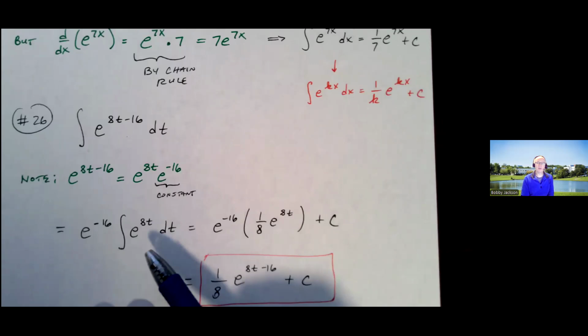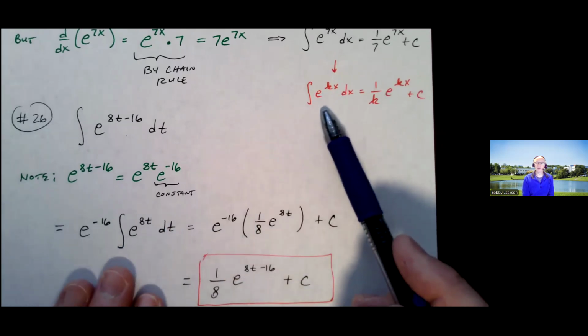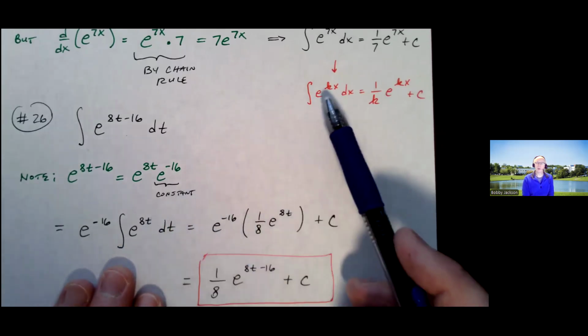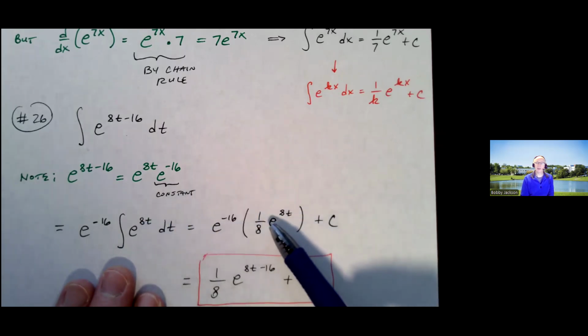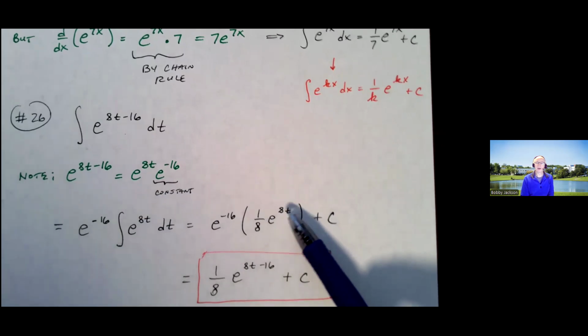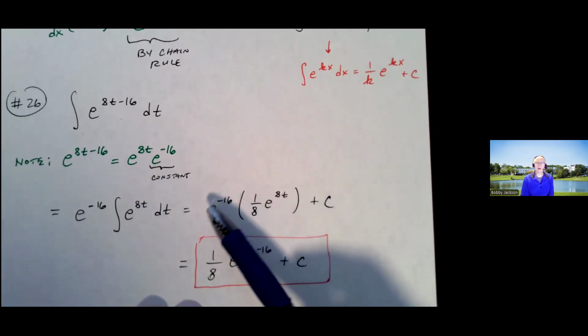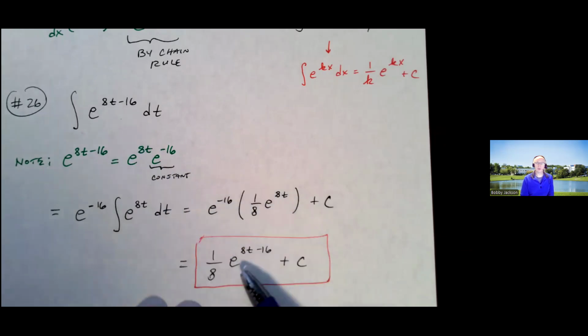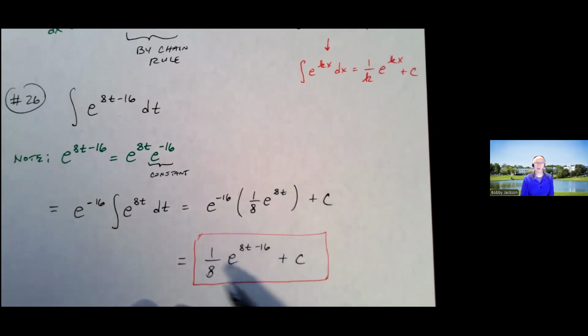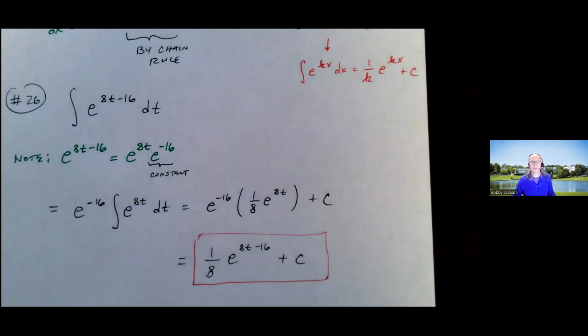And now I have e to the 8t, which I can use this rule we developed here. Of course, our variable is t now, and the value of k is 8. So this will be 1/8 e to the 8t. And then, of course, multiplying by our constant multiple. To clean it up, I can remultiply, and when I multiply e to the negative 16 times e to the 8t, we know what we get back: the original function there. And so here is my final result, finding the antiderivative of this. Okay, hope this is helpful.